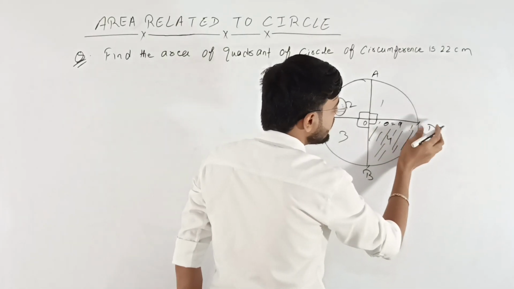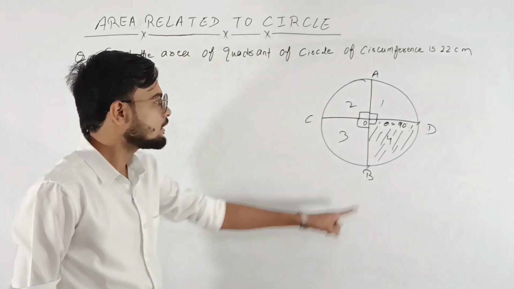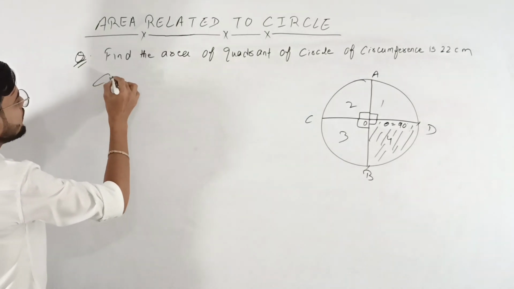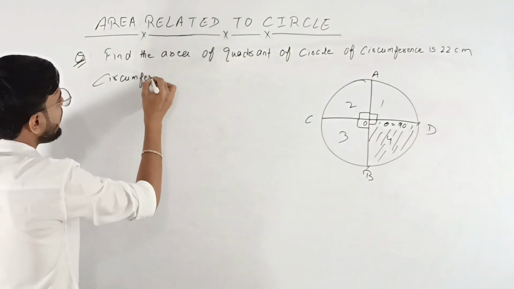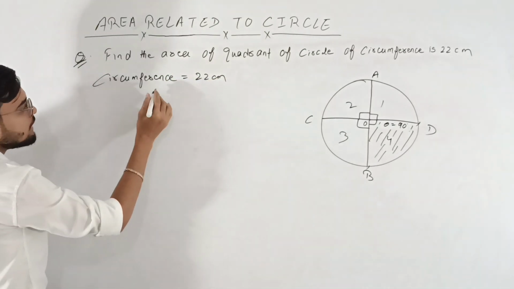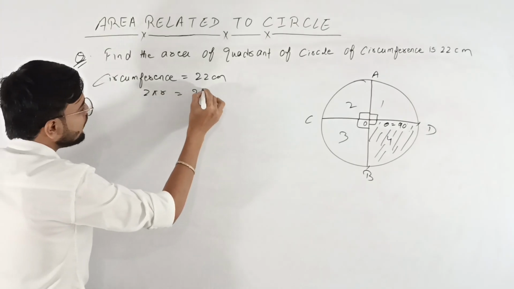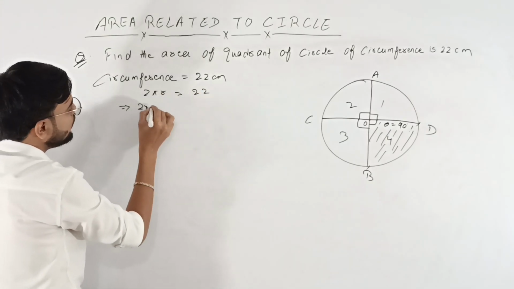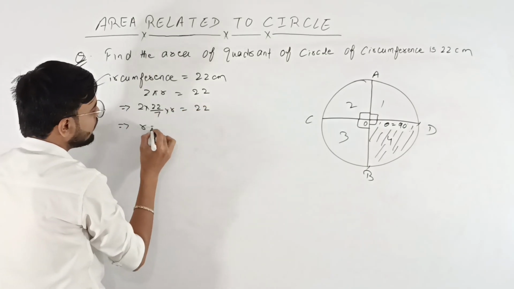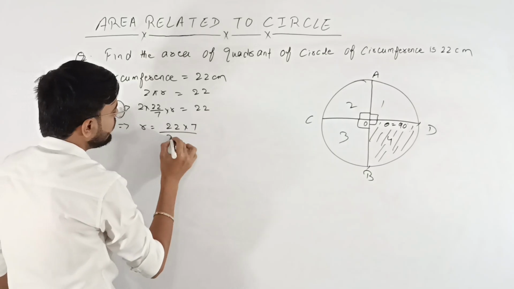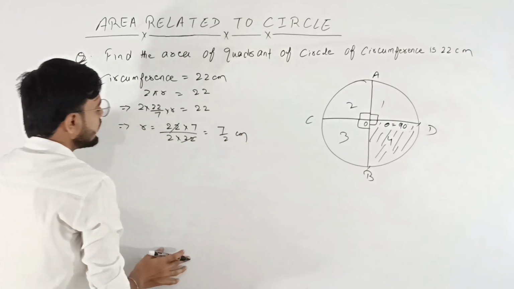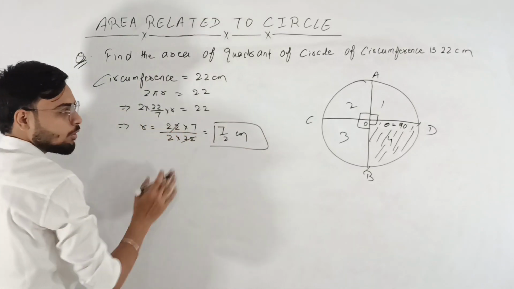Now one more thing is left, which is the radius. So how do I find the radius? The circumference is given, so by using the circumference, I find the radius. First I write what is given. Circumference is equal to 22 centimeter. The formula of circumference is 2 pi r is equal to 22 centimeter. So 2 into 22 by 7 into r is equal to 22. So r is 22 multiplied with 7 upon 2 into 22. Now this 22 is cancelled, so r I get is 7 upon 2 centimeter, which is the radius.